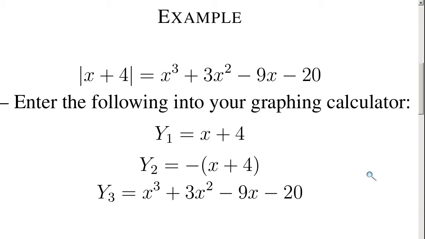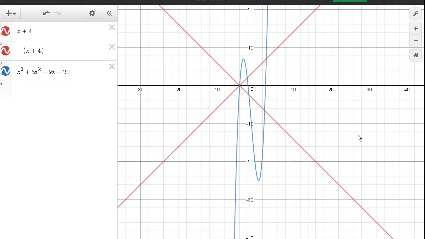How is this going to turn out? When you enter your equations and go to the graph on your calculator, it should look something like this. Your first line goes straight up like this. Your second line goes downward like this. And then your third equation gives you a squiggle like that, your cubic function.